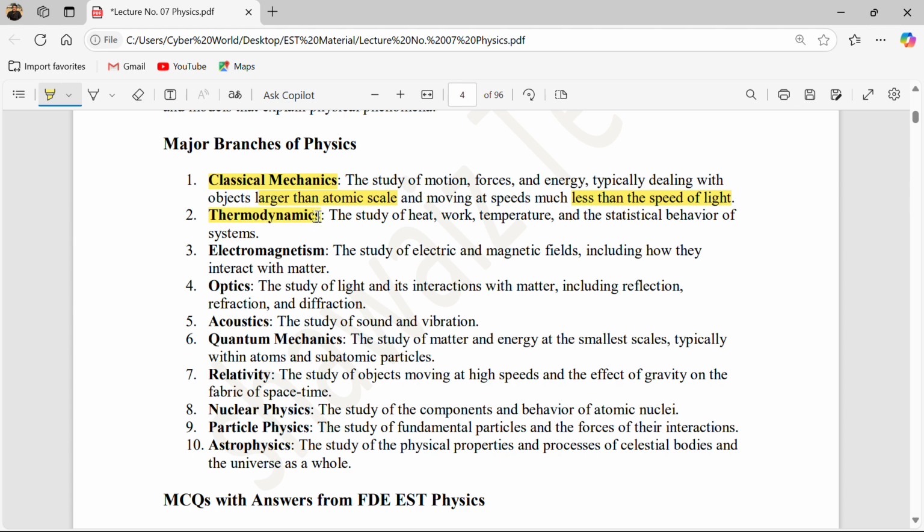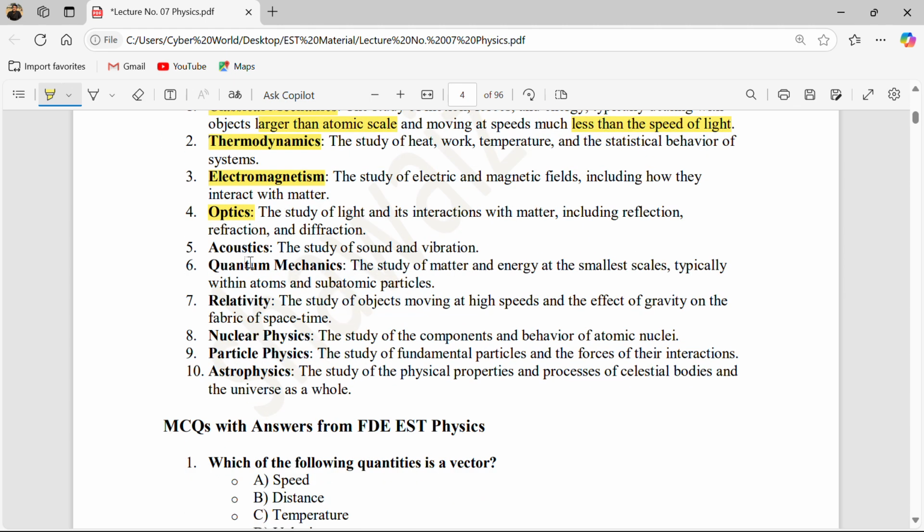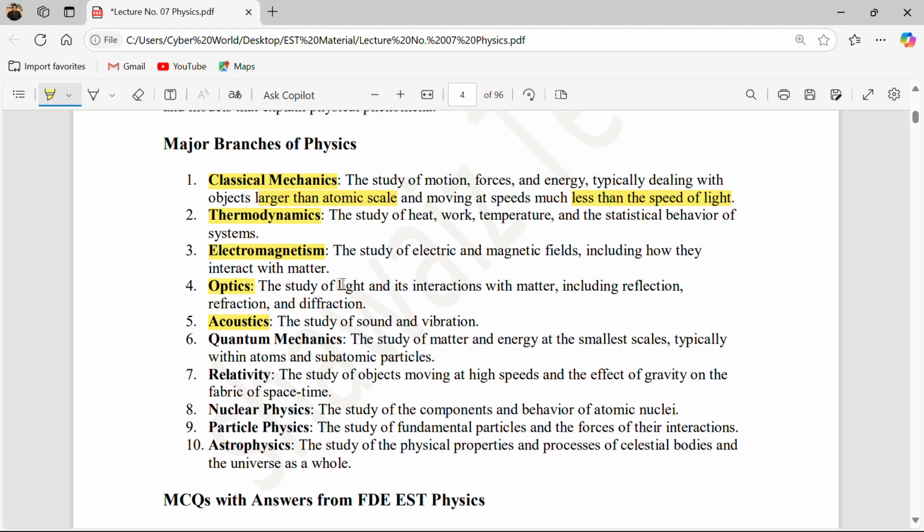And what is thermodynamics? Basically the study of heat, work, temperature, and statistical behavior is called thermodynamics. While what is electromagnetism? This is the study of the electric field as well as the magnetic field, how they behave and interact. Optics is the study of light and its interaction with matter, such as reflection, refraction, and diffraction. What is acoustics? Acoustics is the study of sound and vibration.